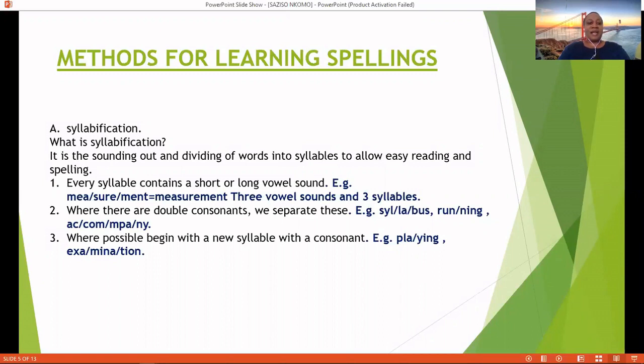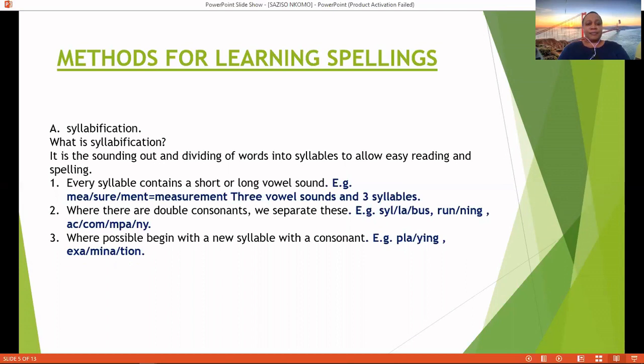So what is syllabification? It is the sounding out and dividing of words into syllables so that you can read easily and spell easily. I want to believe that is the easiest way of learning how to spell, breaking the words into syllables.